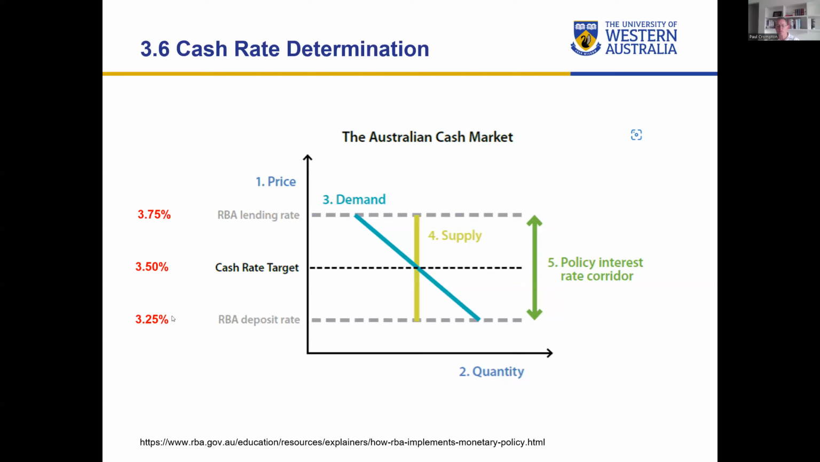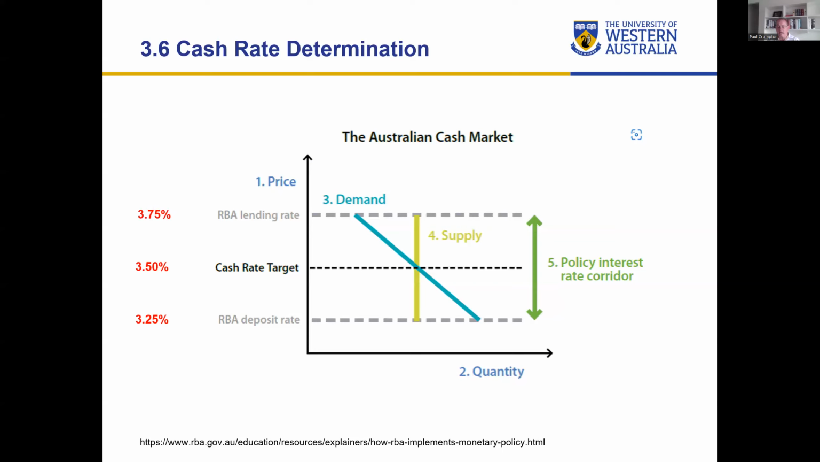So the deposit rate is always 0.25% lower than the cash rate, and the lending rate is always 0.25% more than the cash rate. Those numbers don't change. It's always 25 basis points more, 25 basis points less. So when the cash rate changes, these other interest rates, the deposit rate and the lending rate, change in proportion.